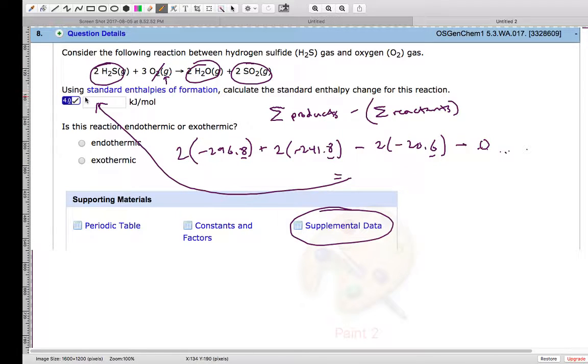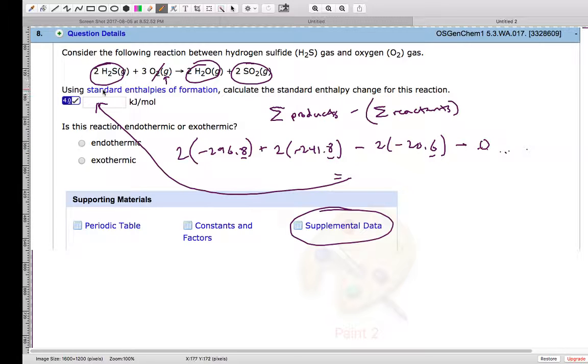If this answer is negative, that means that this reaction releases energy. That means if you were to put your hand on that, it would be very hot. That means exothermic. Okay? Now, I say put your hand on the container just to connect the ideas here with the sense of touch for you.